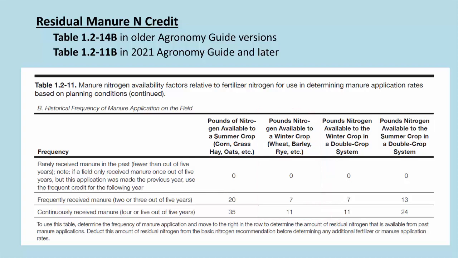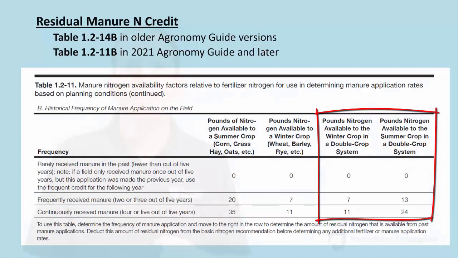There are also columns that can be used for planting double crops, like rye silage harvested in the spring, followed by corn grown in the summer. In this case, the residual manure credit that would be available for the summer crop is split between the winter and summer crops, with approximately 1/3 of the credit going to the winter crop and 2/3 going to the summer crop.